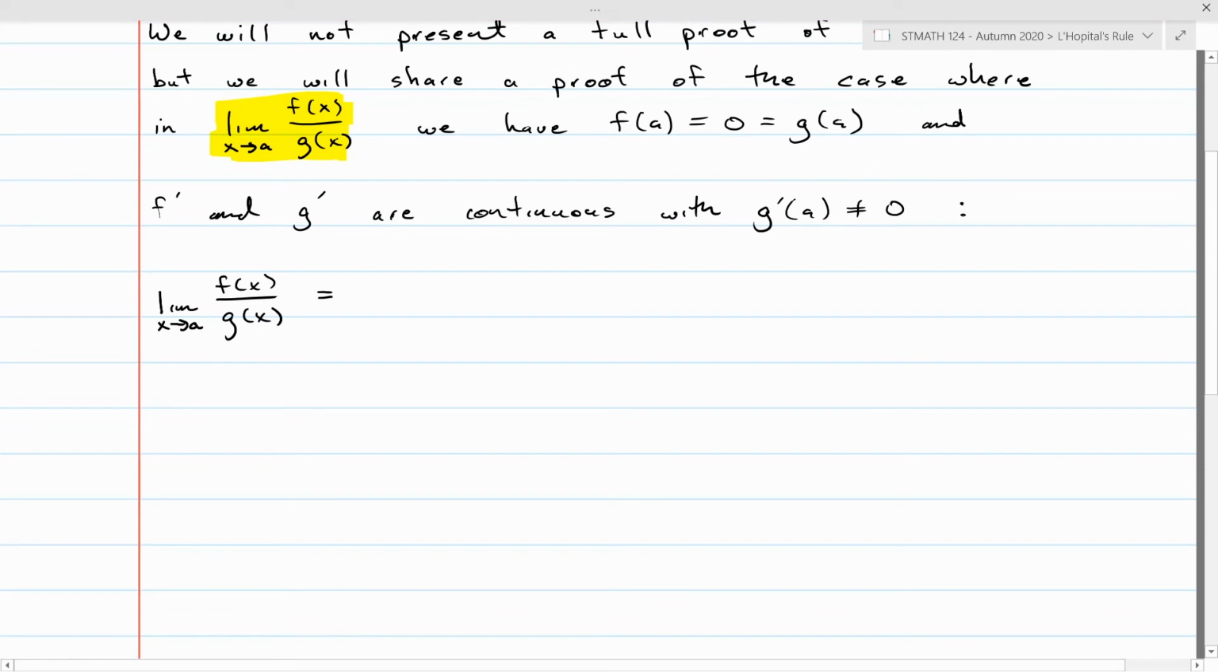Under these simpler hypotheses, I could take this limit of f over g like we have here and write it as limit as x goes to a of f of x over g of x. But then I'm going to add 0.